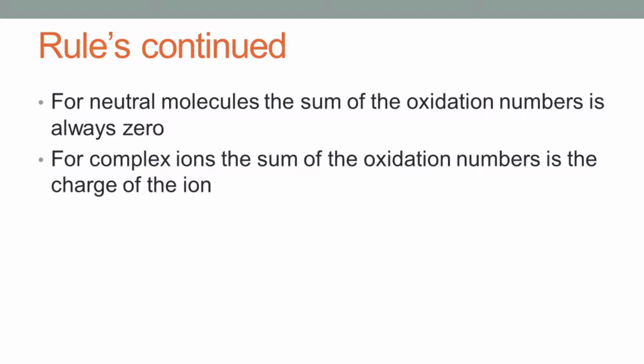For complex ions, the sum of the oxidation numbers is the charge of the ion. What we mean by that is, if I take carbonate ion, CO3 2-, the total charge of the ion is -2. Oxalate, the formula is C2O4 2-. The total charge is -2. Manganate ion, MnO4-. The net charge represents the charge of the polyatomic ion.